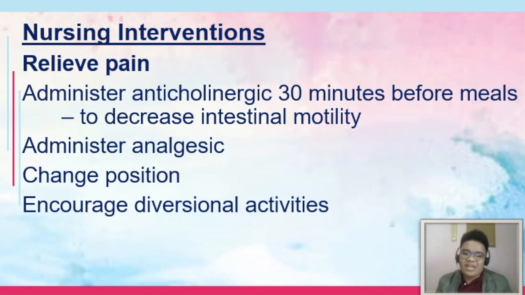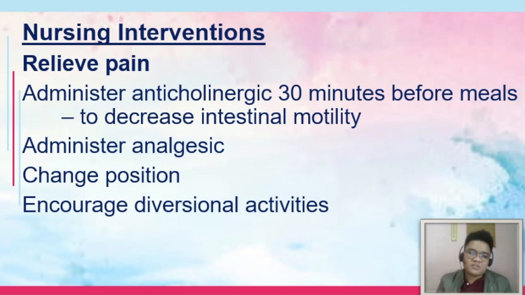Then, relieve pain. Okay, by pain here, it's not just about analgesics alone. You give your anticholinergics. Because take note, if I talk about cholinergic, it's equal to parasympathetic, it's equal to excited GI tract. This time we administer anticholinergics. The purpose of administration of your anticholinergics is to decrease intestinal motility. Okay, we don't want the intestines to be too fast. Okay? Risk for dehydration. Risk for malnutrition.